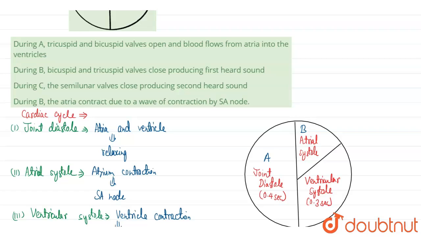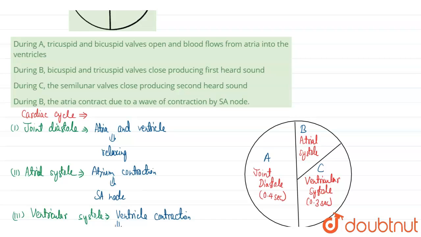Then our third option is during C, that means the ventricular systole. The semilunar valve closed, producing the second heart sound. Our semilunar valve will be closed after the ventricular systole.